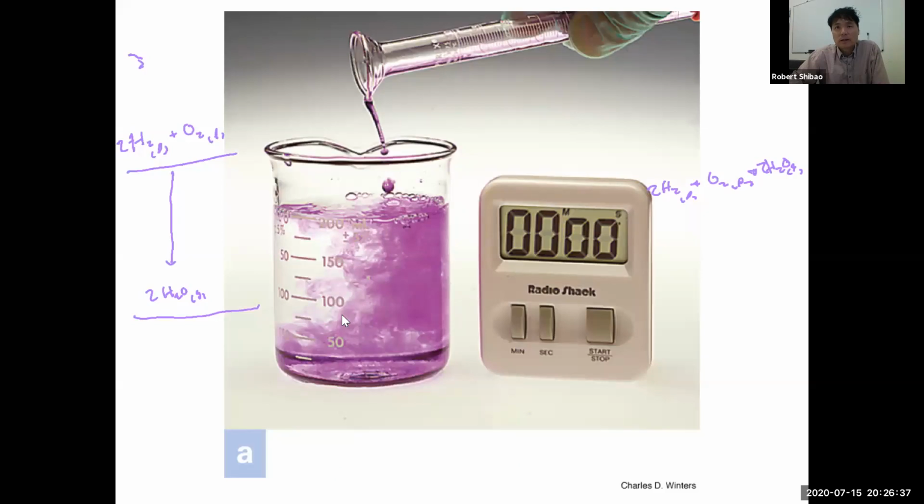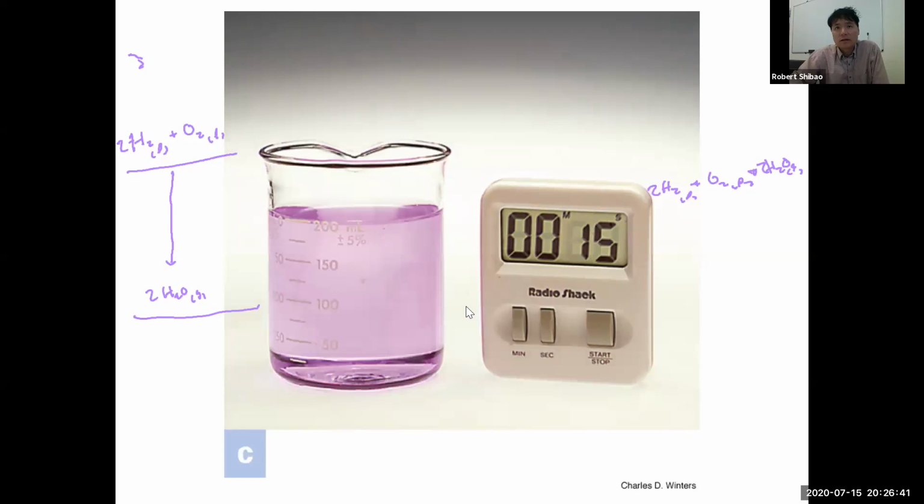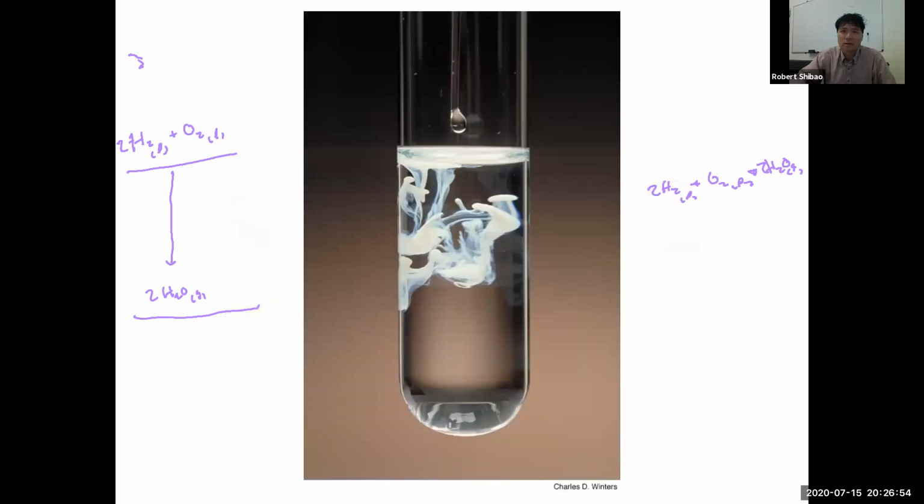Here's what I was talking about, the color fading. So here's the initial color, let's say, and then after 2 seconds, after 15 seconds, after 41 seconds, the colors disappeared or close to it. It's still there, it's faint, but there's some kind of reaction going on. Color change like that is indicative.